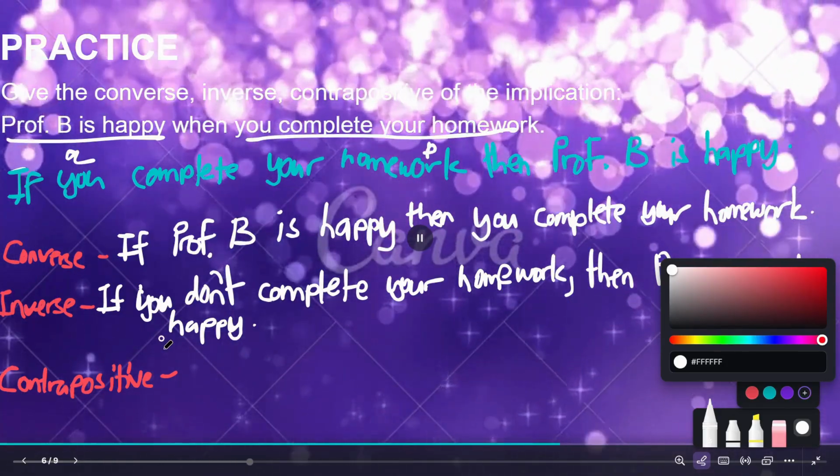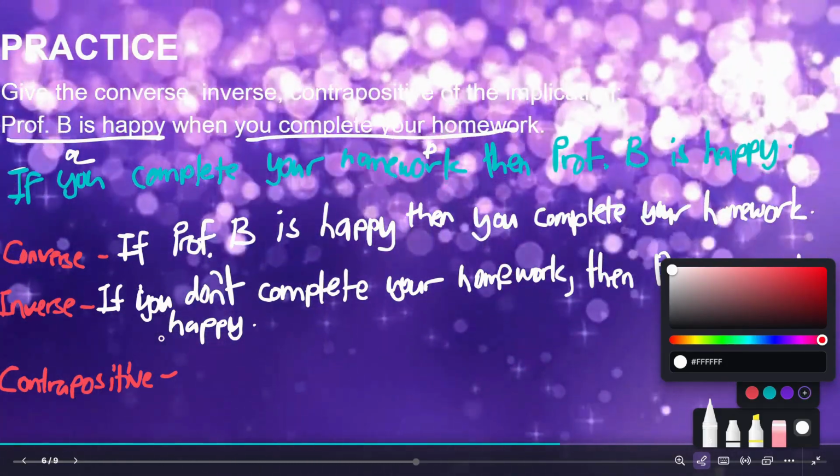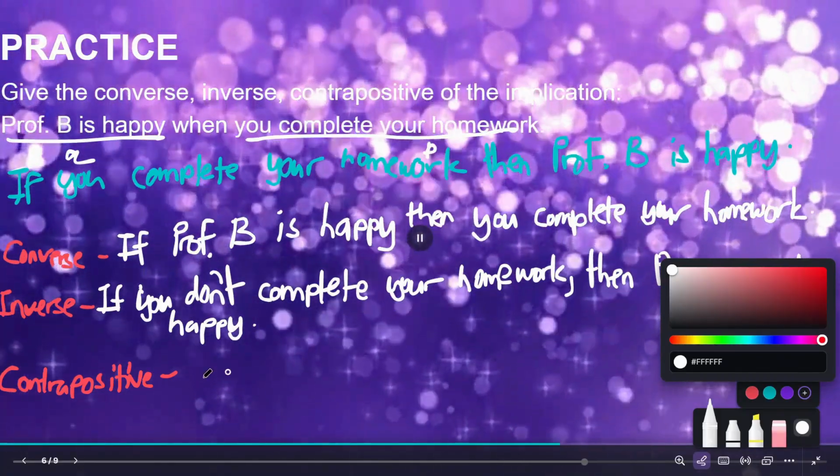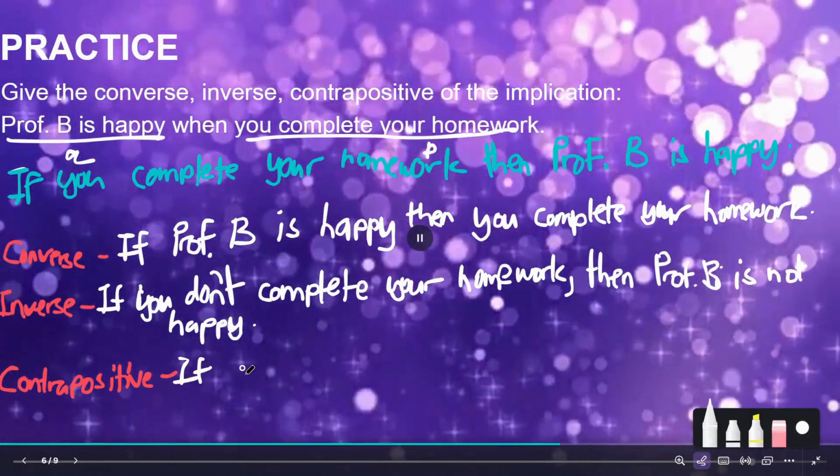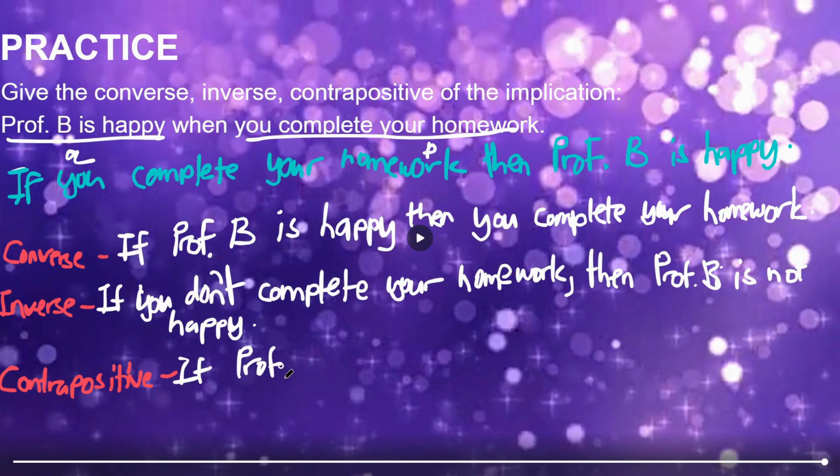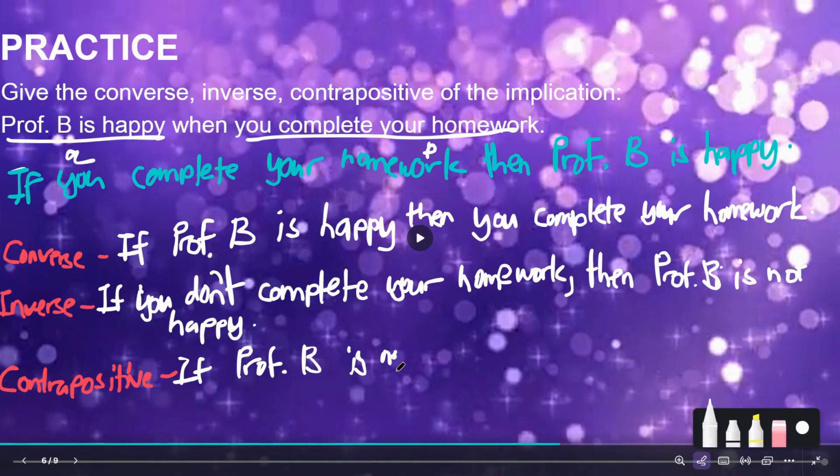Okay, contrapositive: we need to switch and negate the values to form the contrapositive. Very simple. If proof B is not happy, anything can. If proof B is sad, angry, anything can.